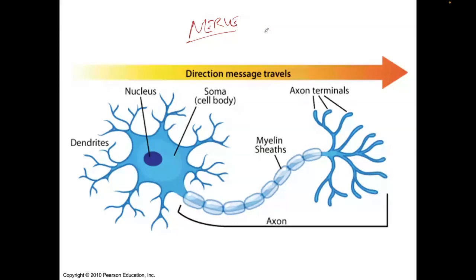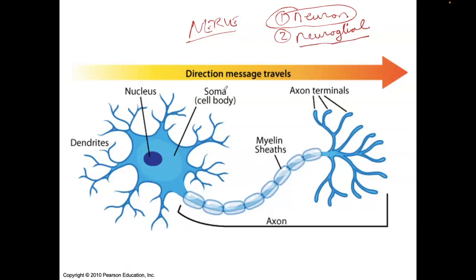So in the neural system, we have two types of cells. We have one type that's called the neuron, and the other type are called neuroglial cells. We have the neuron and neuroglial, meaning nerve glue. The one in the picture is referring to a neuron.